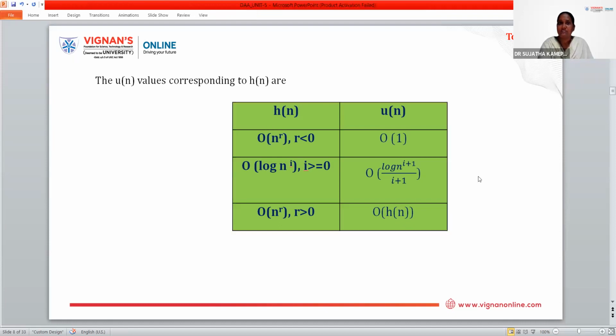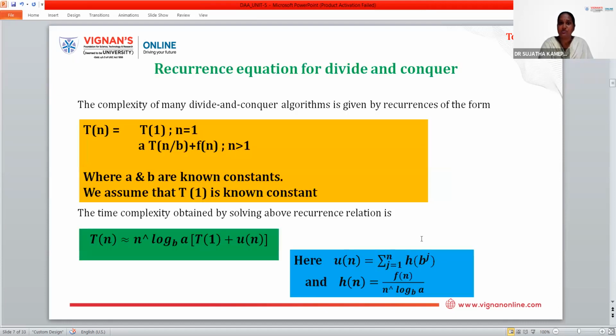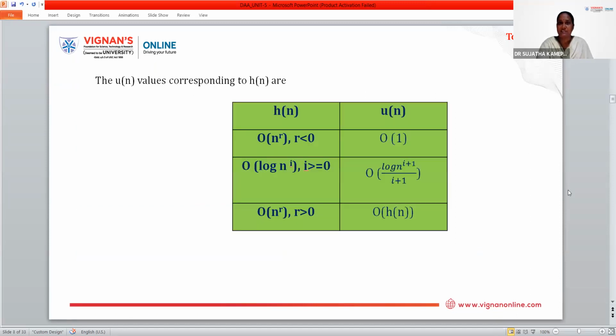Right. So by using this table, we can directly obtain the values of u of n by finding h of n. I'll find h of n by substituting f of n, a, b values. Then the corresponding u of n values can be taken from the table. That u of n value can be substituted here and simplified. Then we can get the time complexity of a particular application which can be solved using divide and conquer. This method is called the substitution method.